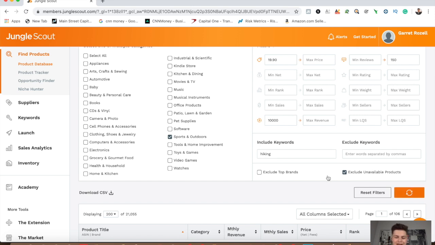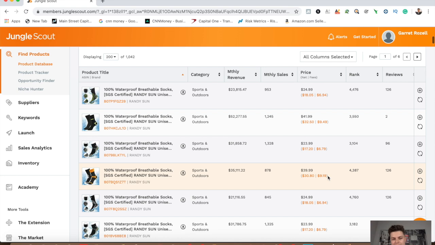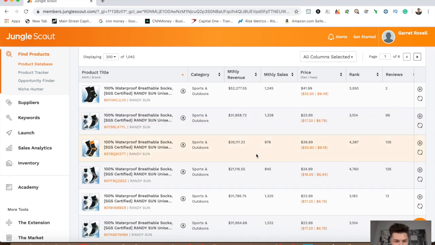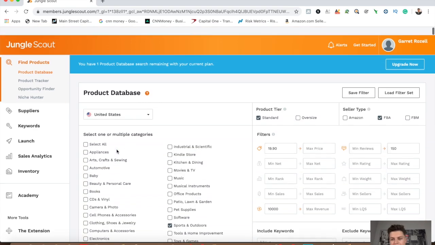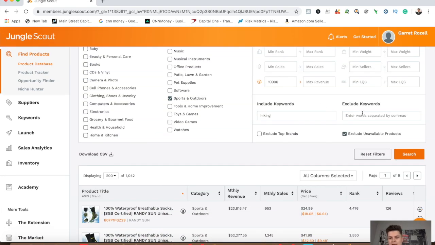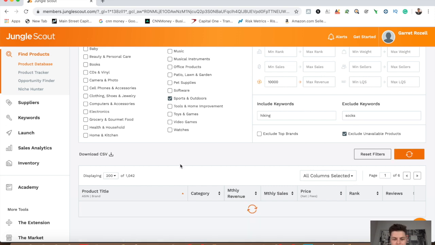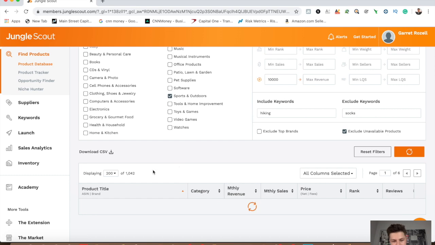And this is really how you start using these software and apps very effectively, because you have to go that extra step to find products that other people aren't finding, and essentially not that many people are going further into product research. So as we can see, there's a lot of socks. If we see a lot of socks popping up, what we can do is just type in exclude keywords as socks, run a search, and then it should eliminate a lot of those results.